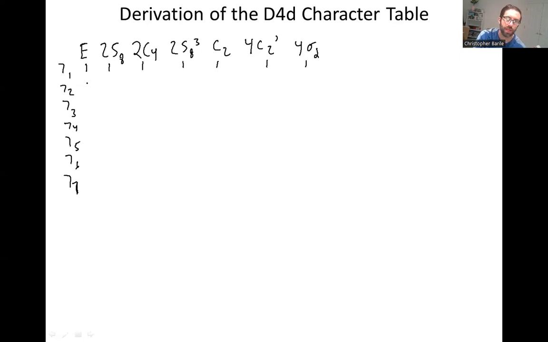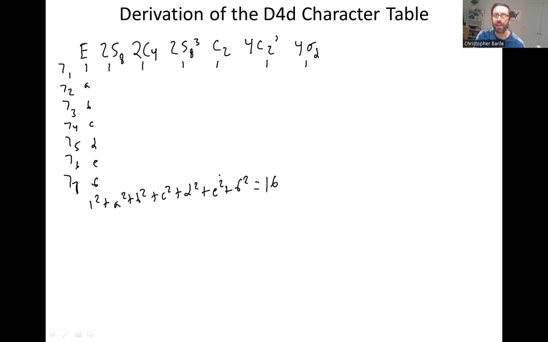And so what that means is that if I write arbitrary values here, I know that 1 squared plus a squared plus b squared plus c squared plus d squared plus e squared plus f squared, I'm solving for these variables now, has to equal 16. I can take advantage of the fact that these characters under E, the dimensionality, have to be integers, whole numbers: 1, 2, 3, 4, 5. And 90+% of the time, they're going to be 1s and 2s, unless you get to the really highly symmetric point groups, where you'll have 3s, 4s, and 5s. But those are pretty rare.